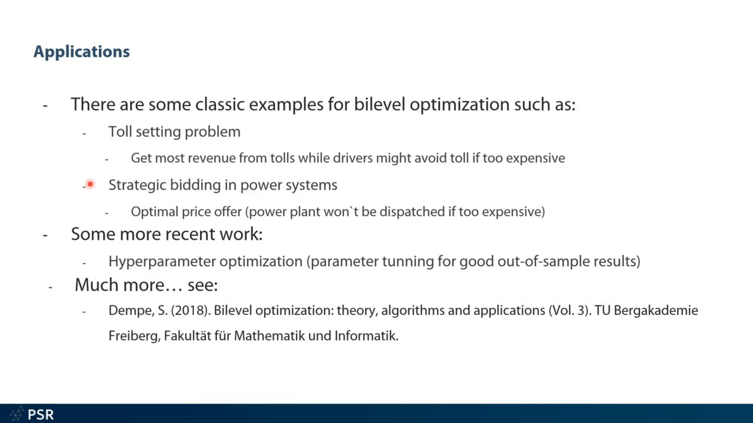A second problem, which was actually my first motivation for understanding bilevel optimization, is the strategic bidding problem, in which a power agent or a power plant will try to optimize its energy offer into a competitive market. A third class of problem that has gained a lot of attention recently due to machine learning is the hyperparameter optimization problem, in which we try to figure out the best parameters so that we can get a good out-of-sample result. We will show an application for support vector machines at the end of this presentation. You can see many other applications in this interesting review by Stephan Dempe.